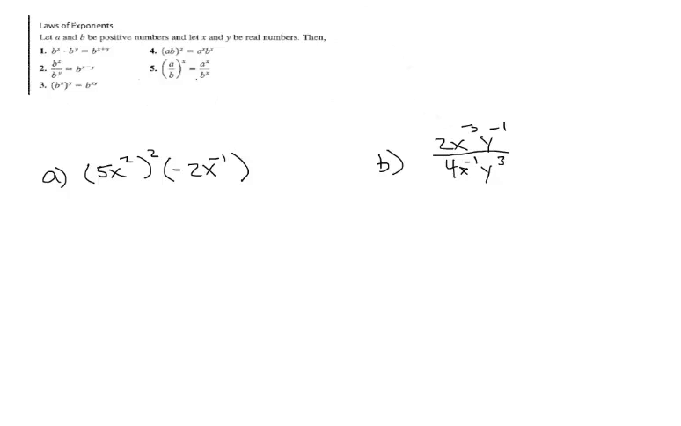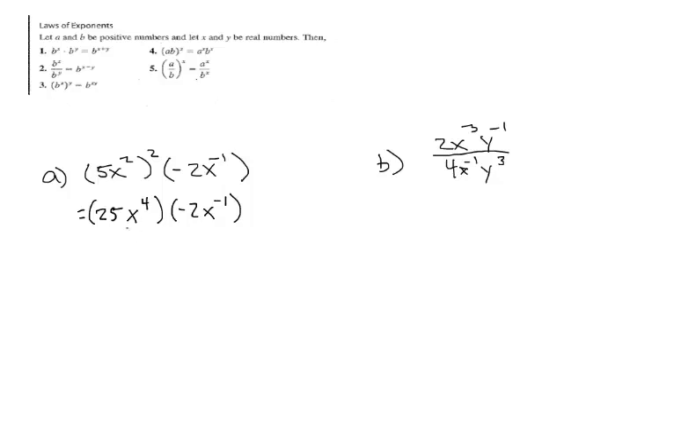So in a, I have 5x squared all squared times negative 2x to the negative 1. So the first thing that I want to do is take care of this exponential outside the parentheses. Now you need to make sure you square both terms inside the parentheses. So we have 5 squared is equal to 25, and then we have x squared squared, and remember, when we raise an exponent to an exponent, we multiply the exponents. So we have x to the 4 times negative 2x to the negative 1.